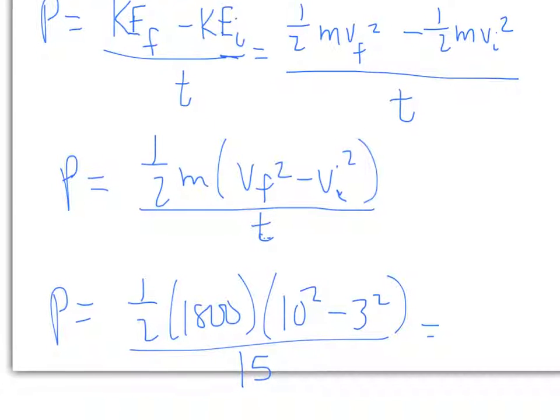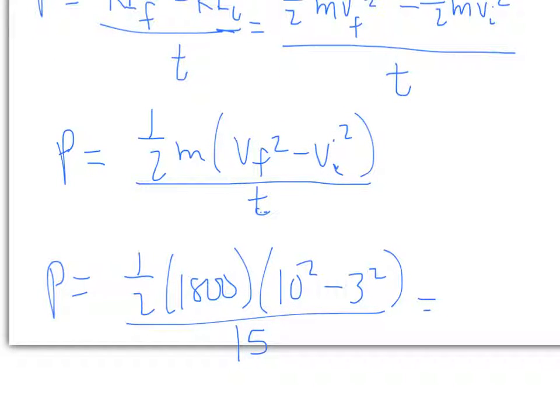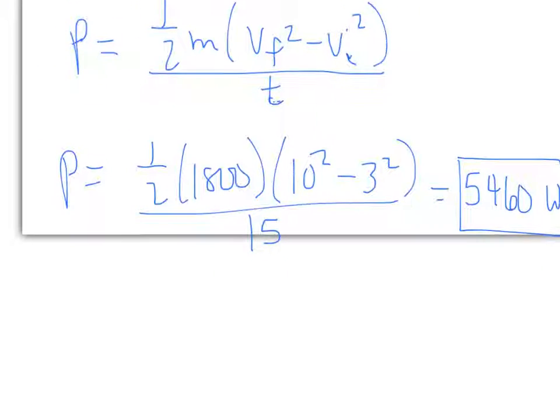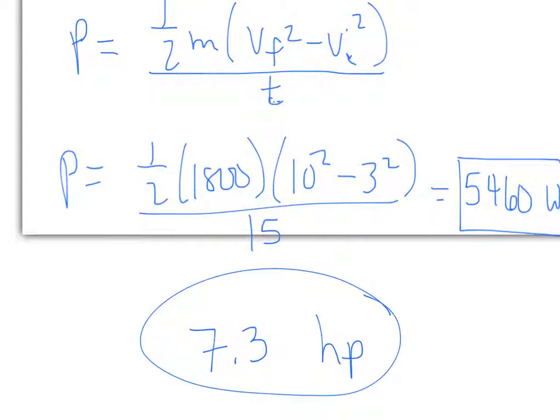So 5,460 units of watts. Now, let's convert that, folks. What is that in horsepower? So we get an idea of how many horsepower the car is generating by traveling only from about 7 miles an hour to 22 miles an hour. Around 7.3 horsepower.